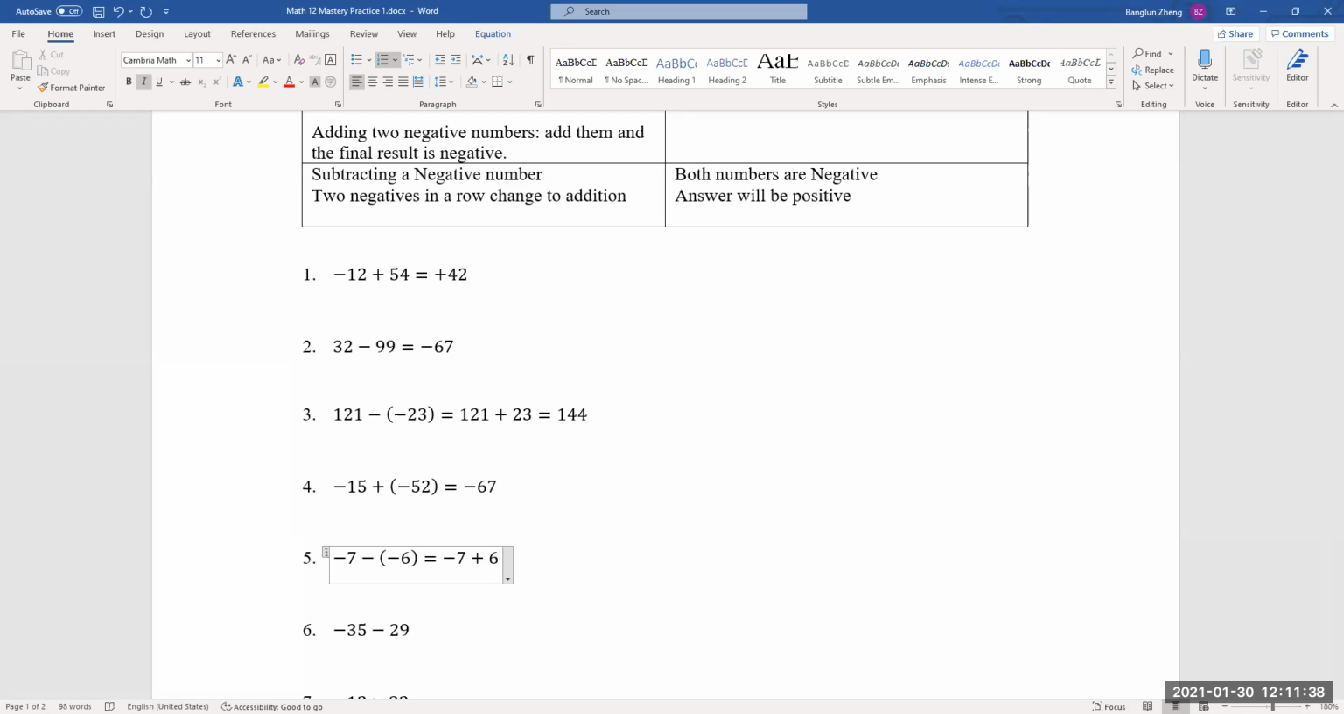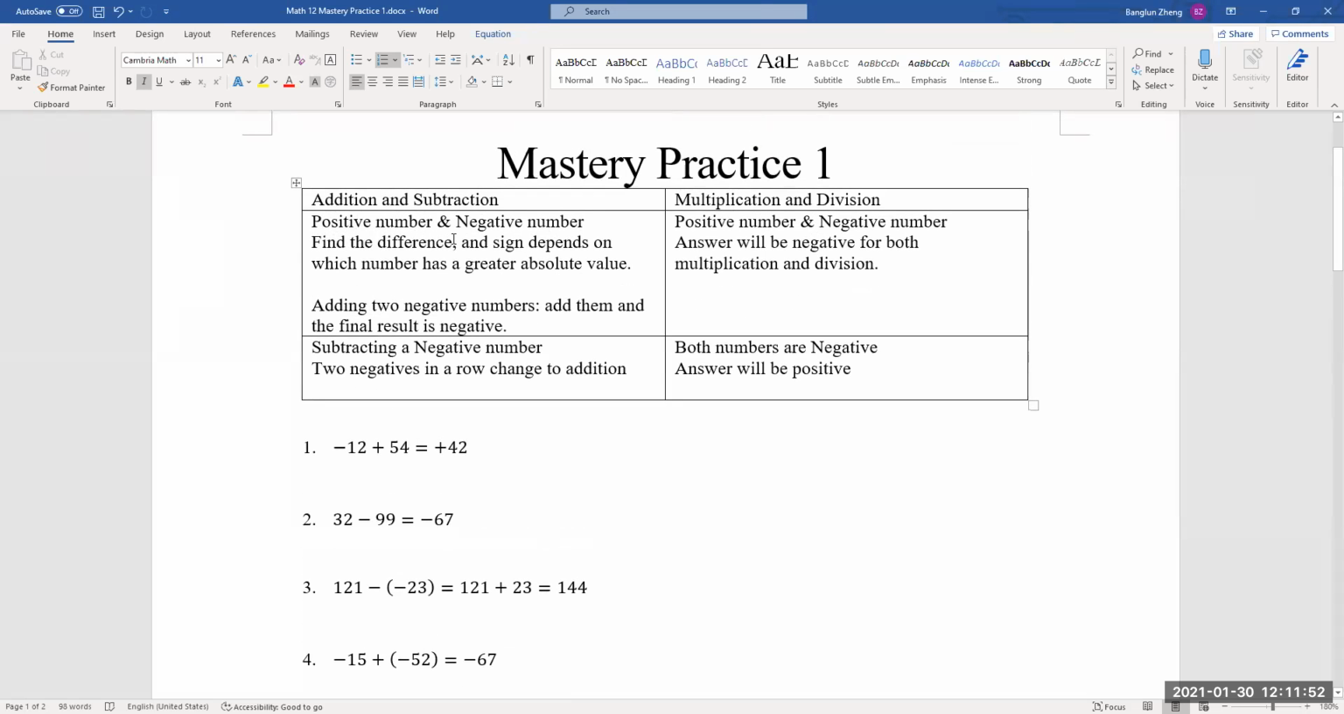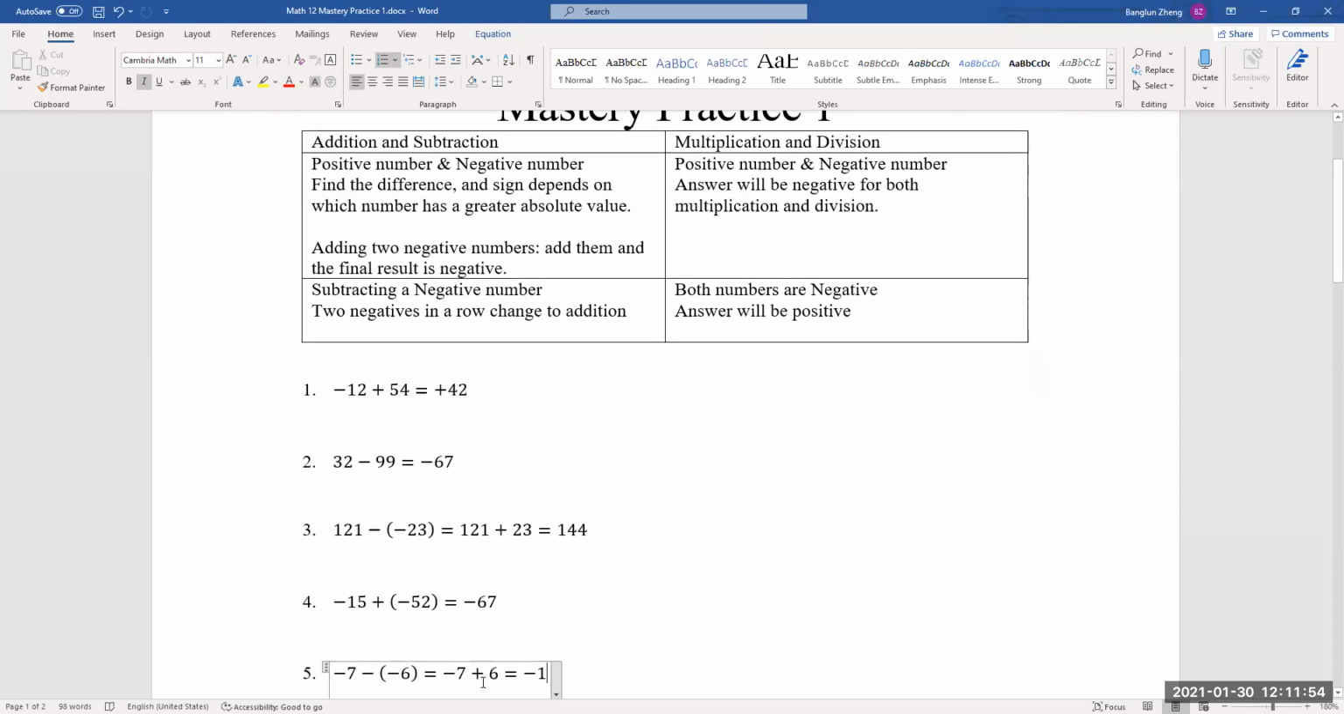So negative 7 plus 6, that's equal to negative 1. Why is it equal to negative 1? Because now negative 7 plus 6 is one positive number and one negative number, and 7 has a larger absolute value, so the final answer would be negative. We talked about that in class, right? Think of money. You lose $7, you get $6. Do you get a net gain or net loss? You're still losing something, right? How much? You're losing $1. So that's why the answer is negative 1.